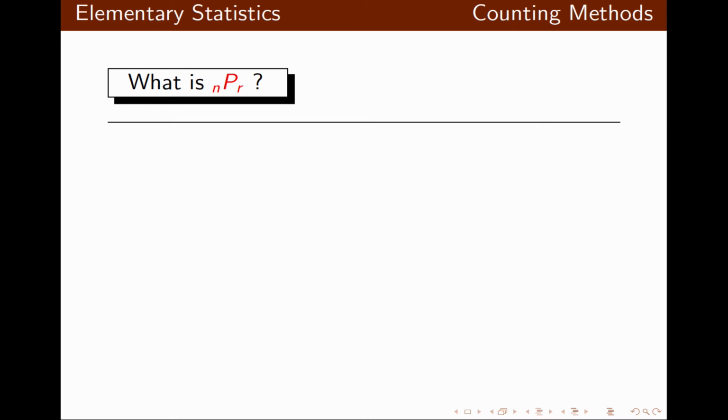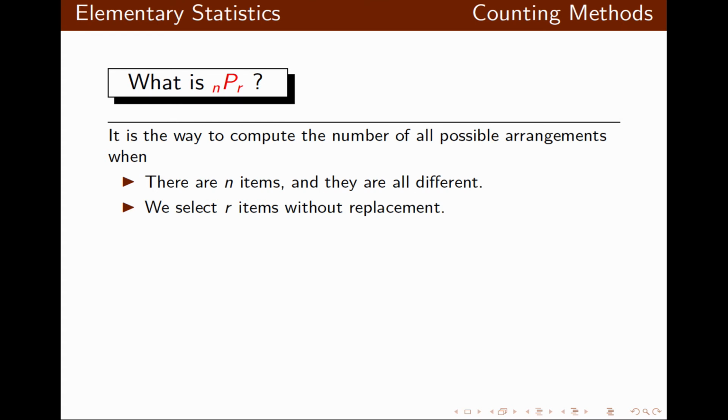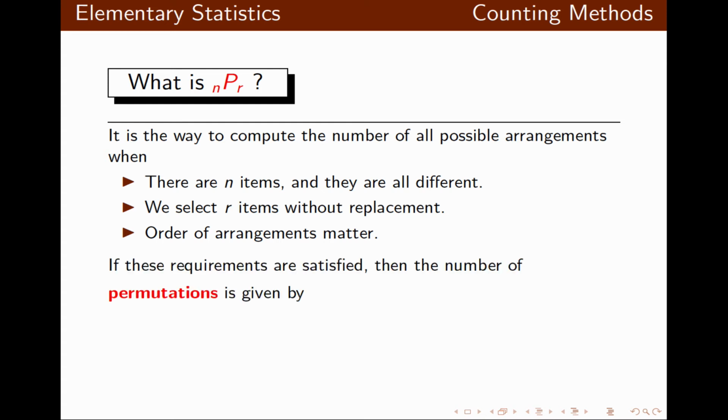Now, what is nPr? Again, it's the way to compute the number of possible arrangements when these conditions are satisfied. There are n items and they're all different. We select r items without replacement. And most importantly, the order of the arrangements matters. Once these conditions are satisfied, then the number of permutations is given by the formula for nPr, which is n factorial divided by the quantity n minus r factorial.